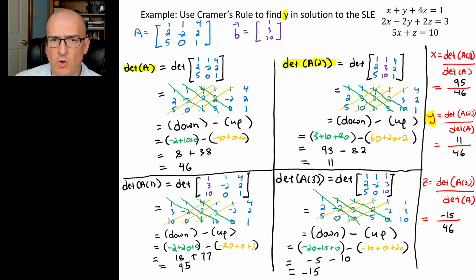It is worth checking, only because I think it's right. If we do x plus y plus 4z, we have 95 plus 11, so 106, plus 4 times negative 15, so minus 60. So we have, what was it? 106 minus 60, which is 46 on the numerator, divided by 46. So we have 1, which is the right-hand side of our first equation in our system of linear equations. And we can check the other two if you want. But anyways, it gives me some confidence that all these determinants were right.